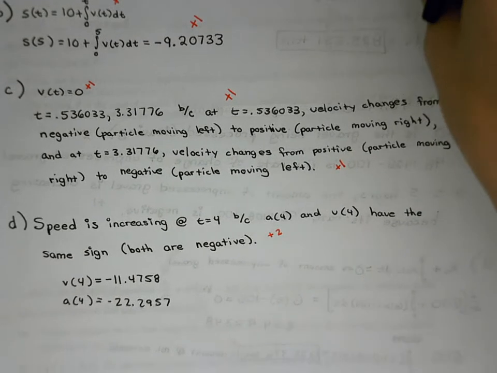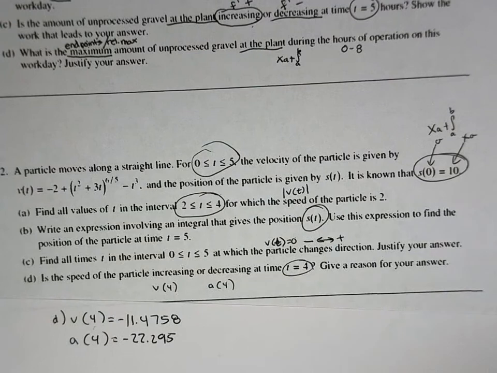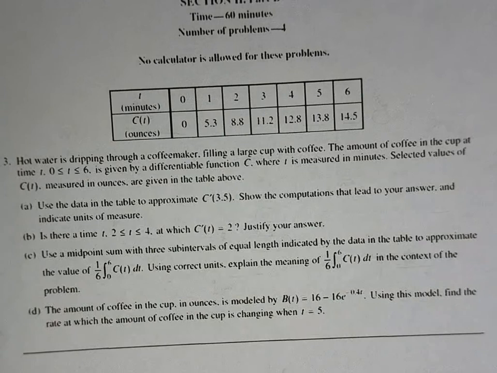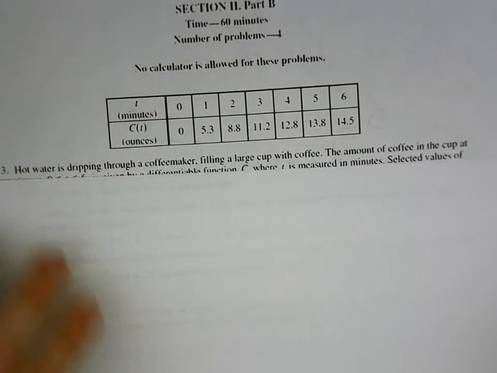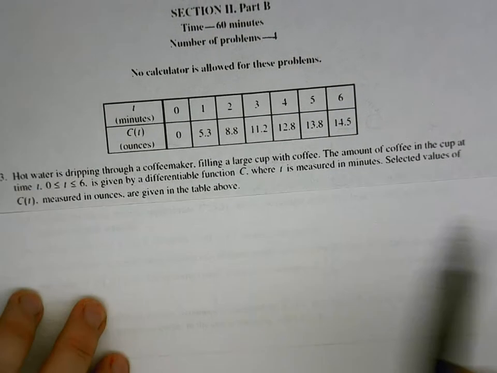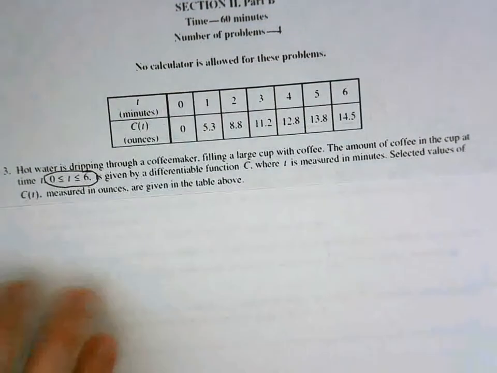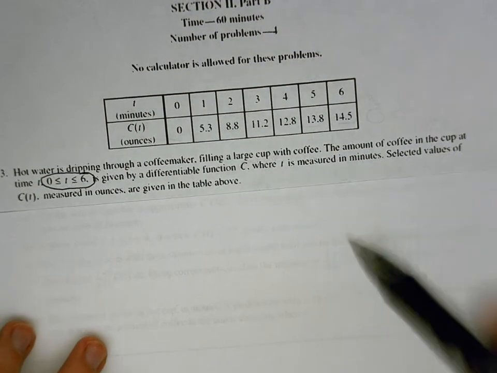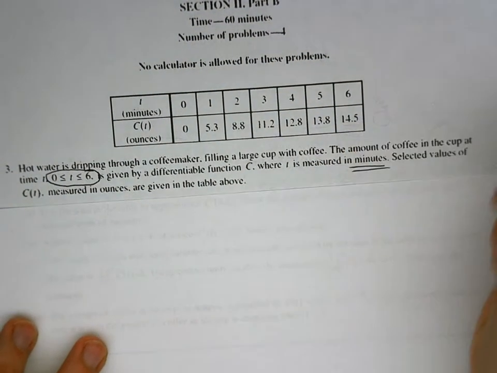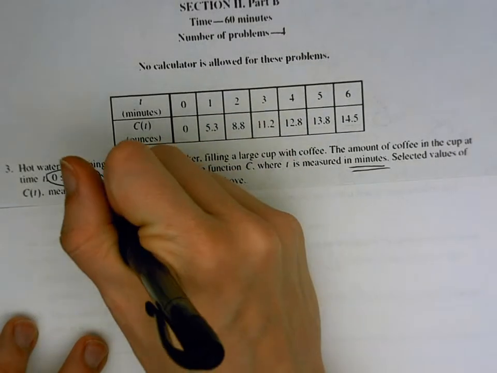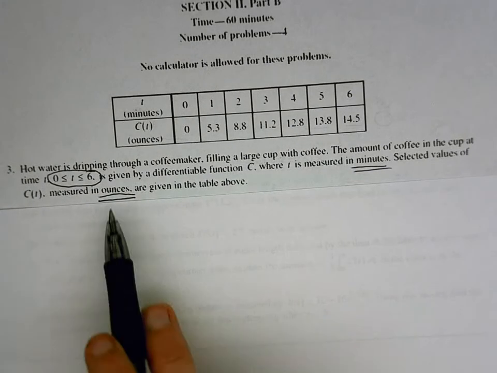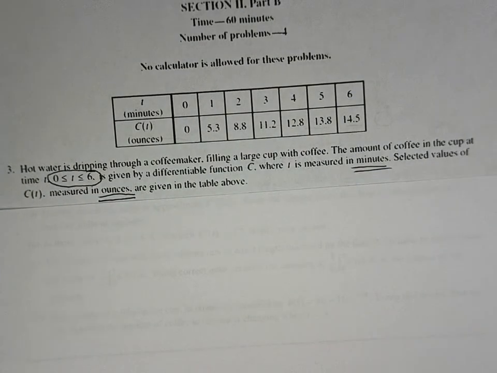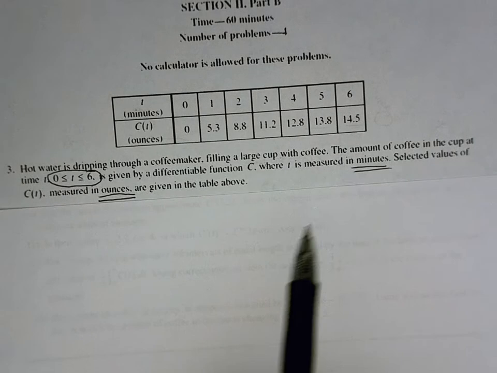Okay, number 3. Last one here. Number 3, we are given that hot water is dripping through a coffee maker, filling a large cup of coffee. The amount of coffee in the cup at time t between 0 and 6, I'm like, okay, I've got an interval, important to know. It's given by the differentiable function c, where t is measured in minutes, so okay, minutes for time. C of t is measured in ounces, right? So I've got ounces. If I'm looking at a velocity or a derivative, I'm thinking ounces per minute. If I'm looking at acceleration or a second derivative, I'm thinking ounces per minute squared, right?